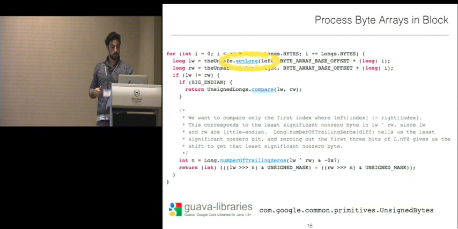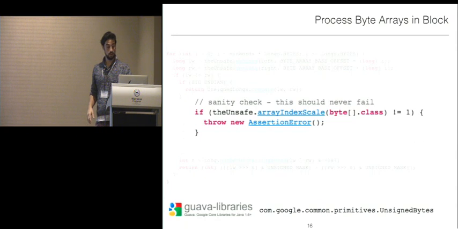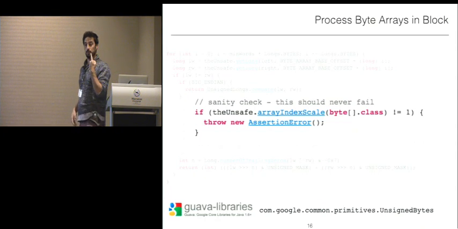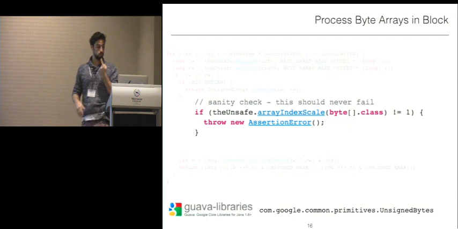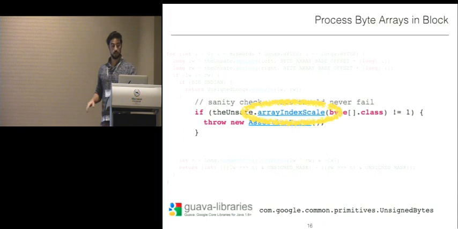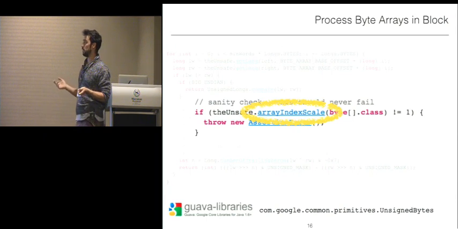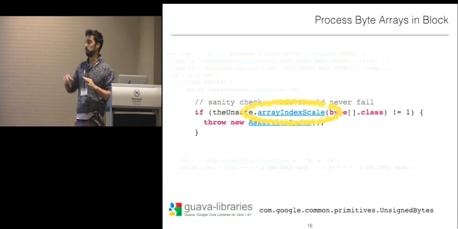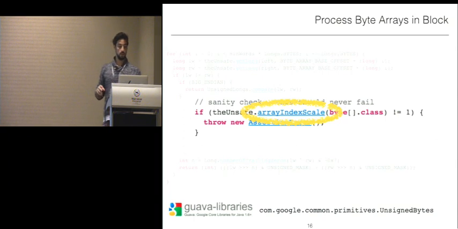And the last part of how this pattern works is you need to be sure that a byte is only 1 byte, but you need to make sure of it. And as you can see also in the comment, this is only a sanity check. So there are like 3 methods: the indexScale, the arrayBaseOffset, and the getLong.